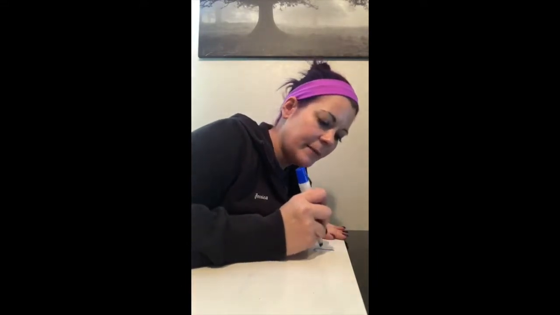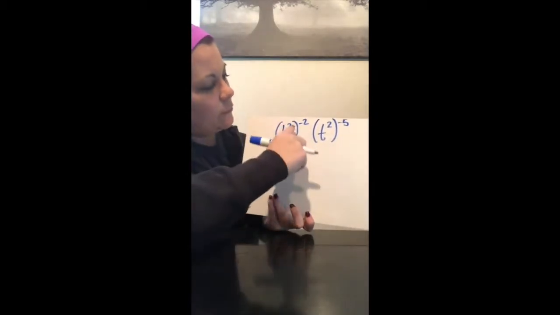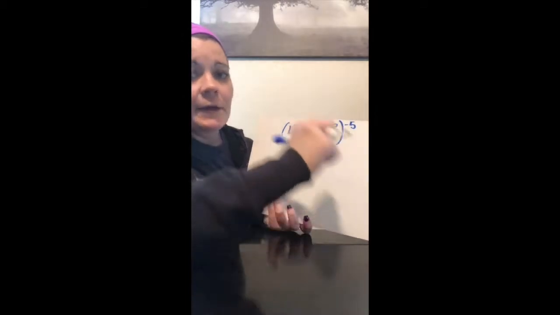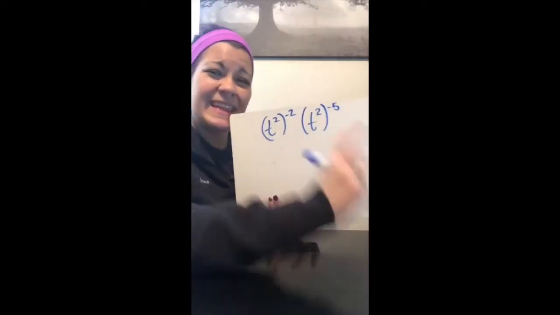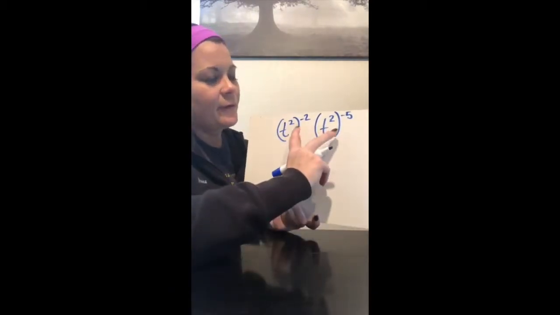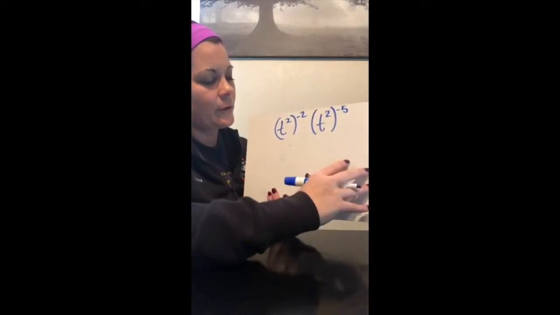So it gets a little tricky when you have t to the squared raised to the negative 2 or t to the squared raised to the negative 5. You can actually simplify the negative exponents first if you want to, but in this case, I actually think don't simplify the negative exponents yet. Always simplify the exponent property law first before you do the negative exponents.